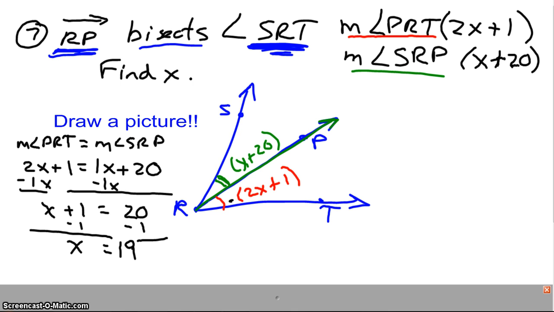Good. And if this was true, that these angles were equal, how could we check this to make sure that we have the right answer? Bella. You're going to plug in 19 on the x's. Okay, so what is 19 plus 20? 39. Good. And then over here we would have 2 times 19, 38, plus 1 equals 39 degrees. They're both 39 degrees. So we can check it.